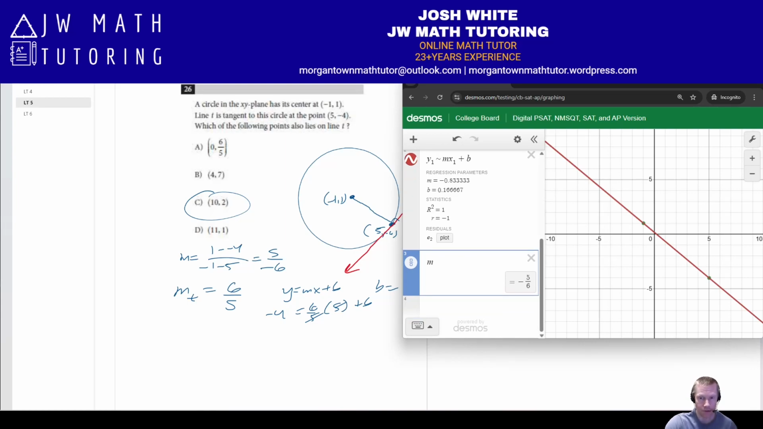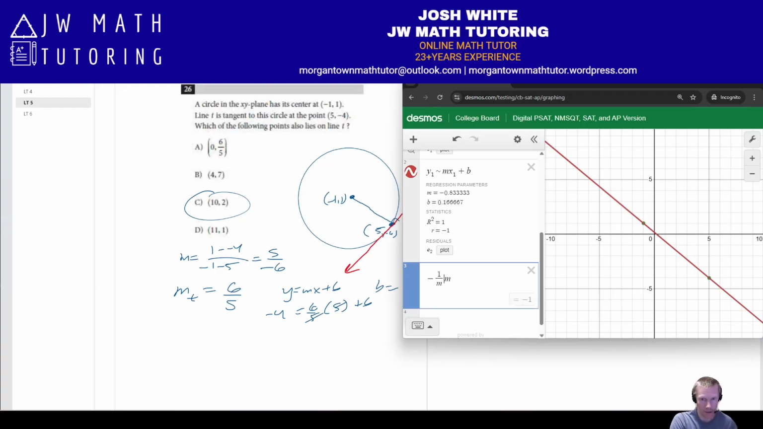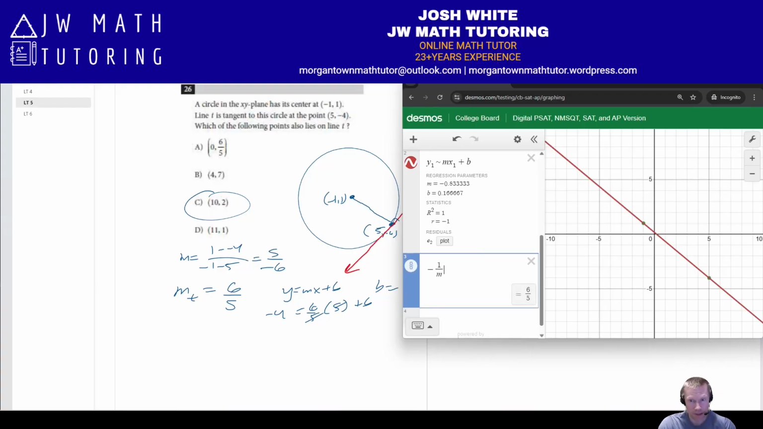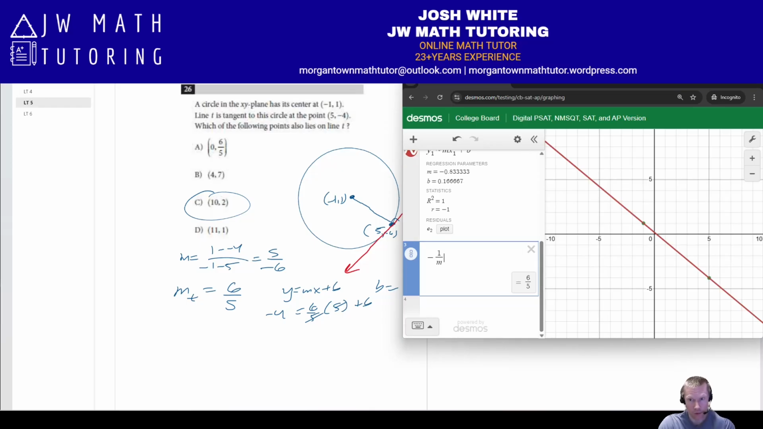So now I want the opposite reciprocal of that. So first I'm going to put a negative, and then I'm going to do 1 divided by m. So that gives me 6/5, right? So this is the slope of the perpendicular line, the tangent line, line T.